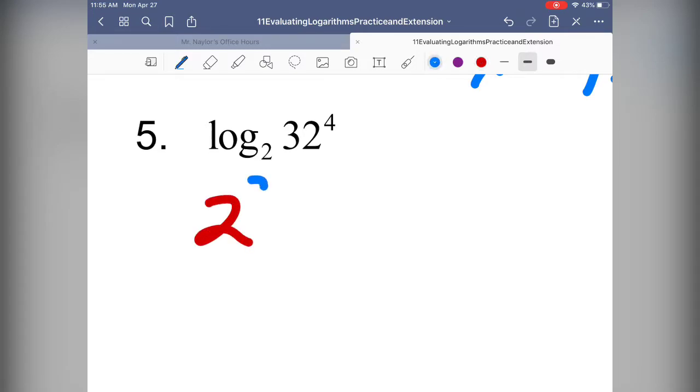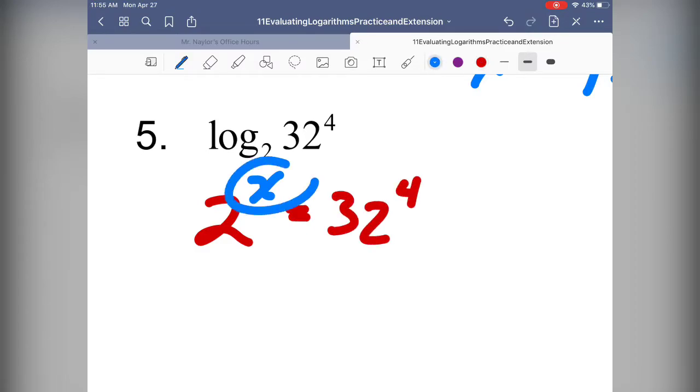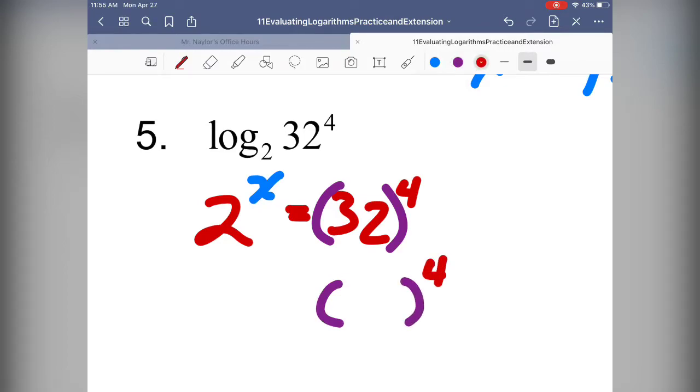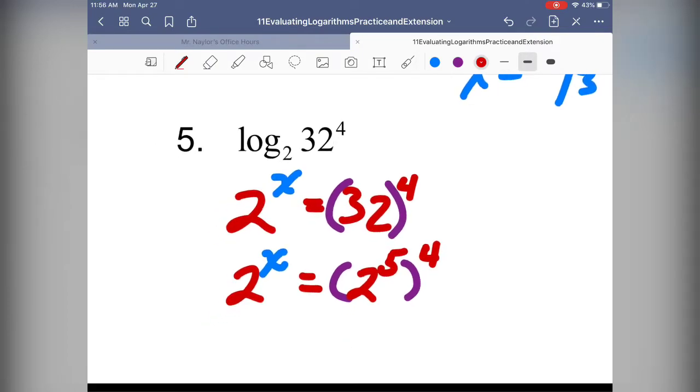Two to what power equals 32 to the 4th power? Now don't do something silly and say that x has to equal 4, but you could make 32 look a little bit more like the base that we have. You could make it look like a base 2. So 2 to what power is 32? And of course it's the 5th power.